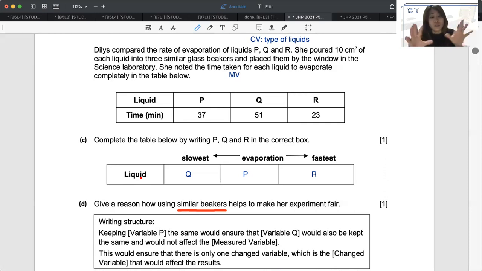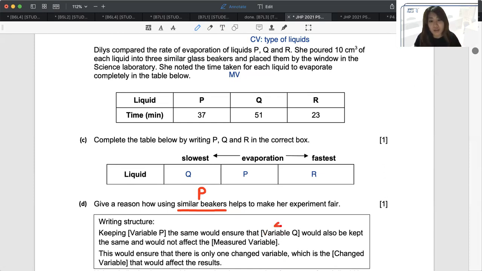All right. So if you look at my writing structure here, I said keeping variable P, or whatever variable they give you, let's call it variable P, okay? So keeping similar beakers the same, right? Why must I use beakers of the same size? You realize that there is this variable that I called variable Q.